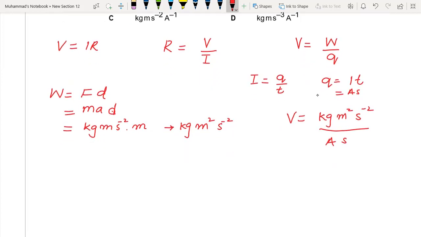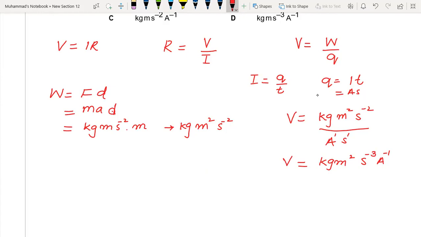What we have to do is first simplify this. That is kg m² s⁻² over A s. You have to use the rules of indices. In the denominator there is s¹, so this will go up and make it s⁻³, that is minus 2 minus 1. And A in the denominator is positive 1, so when A goes in the numerator, it becomes A⁻¹. So this is the unit of potential difference.